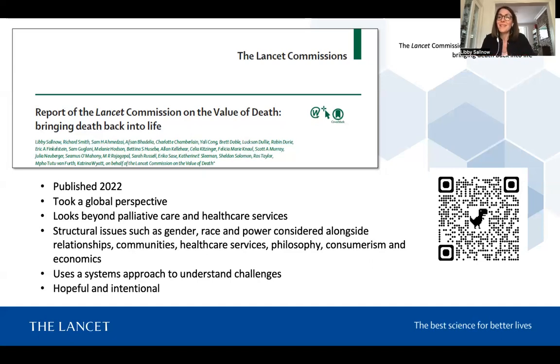But crucially, we couldn't make sense of this and begin to advocate for change unless we used a systems lens, because everything is so interconnected with this more so than many other healthcare challenges. So we wanted to understand it through a systems lens, embracing that complexity. And it was hopeful and intentional. We wanted to ensure that this wasn't just tracing all of the challenges of what's wrong with how people are dying, caring and grieving at the moment, but to look to the future and be hopeful about how things could change, and crucially to understand what's already being done to improve those experiences.